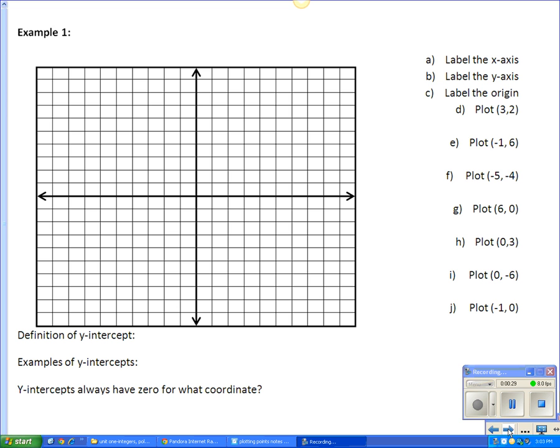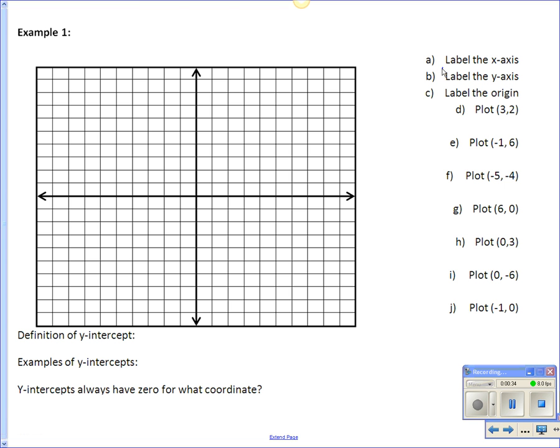Okay, your first example says to label the x-axis. So I'm going to put an X right there at the x-axis. Next, it tells us to label the y-axis. So I'm going to put a Y on the y-axis. The next thing says to label the origin. The origin is right in the middle, so you'll put a point and you'll put 0, 0 in parentheses.